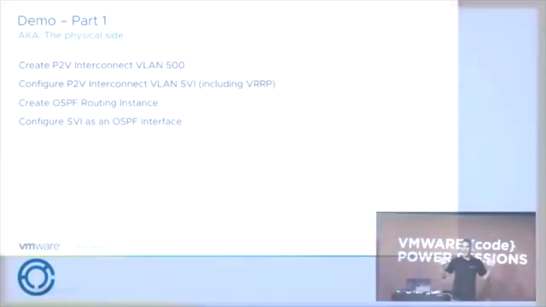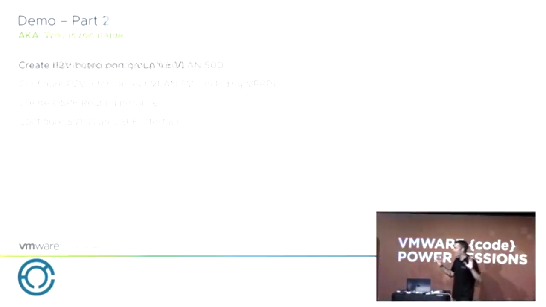So part 1 of the demo hits the physical side of the networking. Part 2 of my demo, I've also called, "Why in the world is this network guy touching my vCenter?" I'm going to go out now and I'm going to create the port group that's associated with VLAN 500. That is the one that I just configured my VLAN and my SVI for on my physical switch. So I'm going to go now from my physical world into my virtual world.